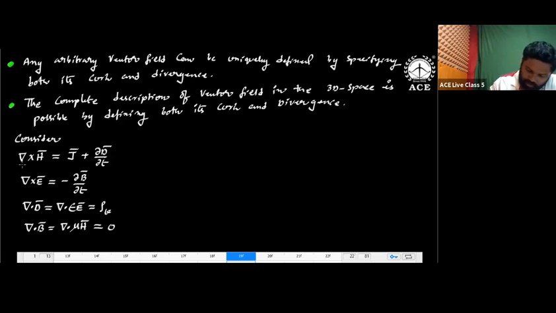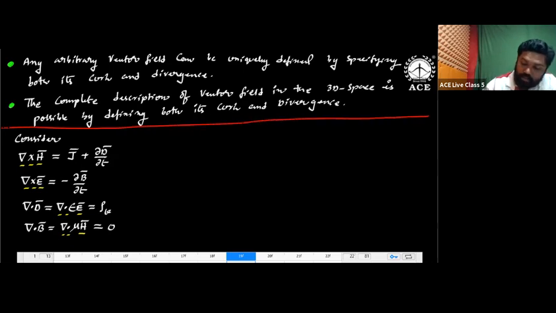What is the first equation here? It is the curl of H. Second equation, curl of E. Third equation, divergence of E. Fourth equation, divergence of H. So why are these Maxwell's equations so popular? Because they are defining the curl and divergence for both electric and magnetic field vectors. That means they have complete information of both electric and magnetic fields, isn't it?